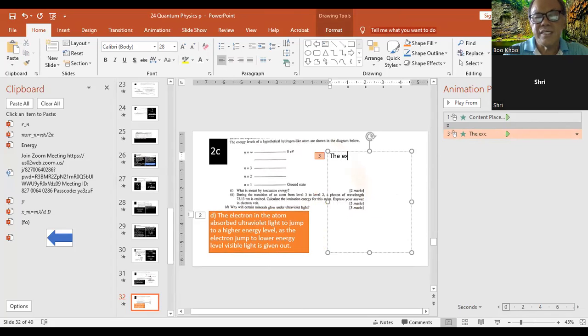Electron move to level n equals 2, not ground state directly. When it goes to the ground state directly, it will be ultraviolet, so you won't see any visible light. It's just application.